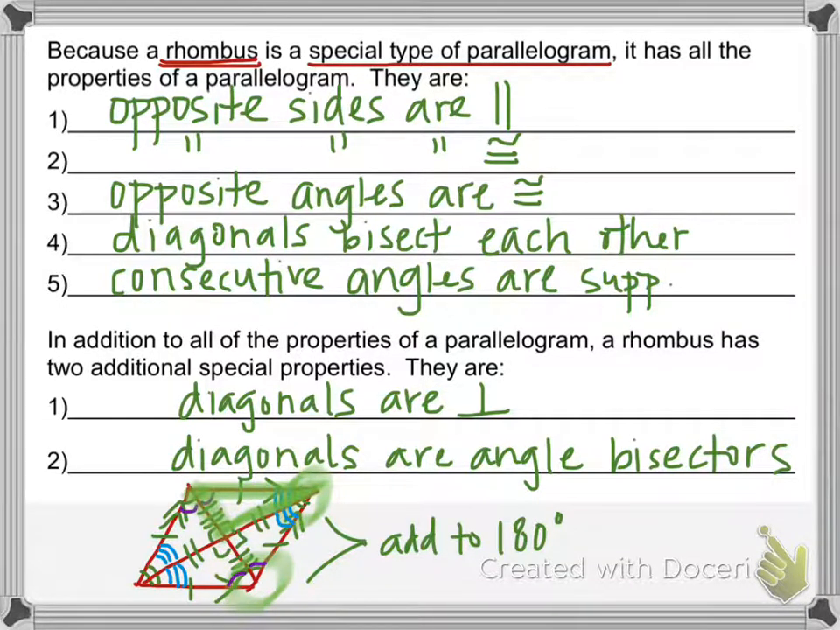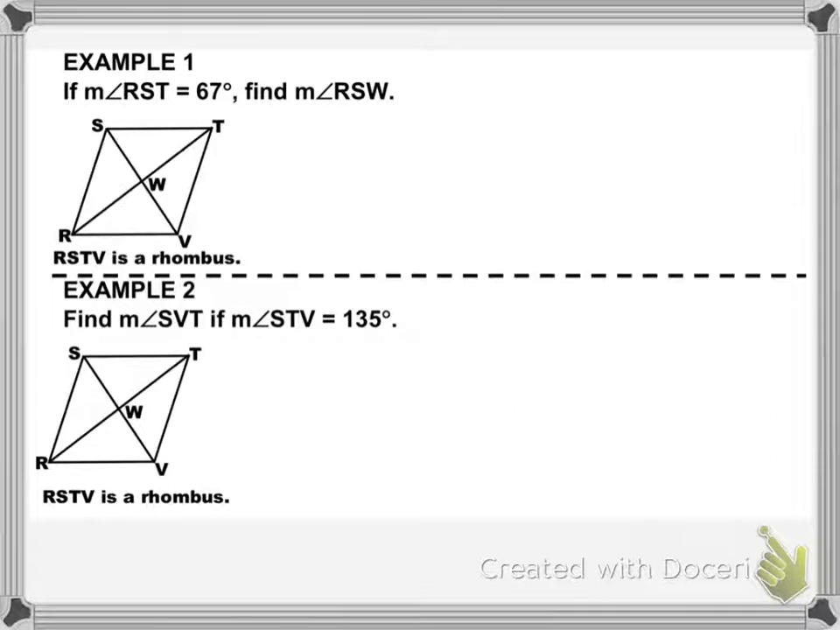Let's try some problems. All right, in both of these examples, it says we have a rhombus. So that's good to know. It's good to know what type of shape you have. Don't go by looks, because sometimes these quadrilaterals can look like one shape, but because of their properties, they're actually another shape. So the first one it says is, if the measure of angle RST is 67, so that's this angle right here, okay? Find the measure of RSW. So RSW is this angle here.